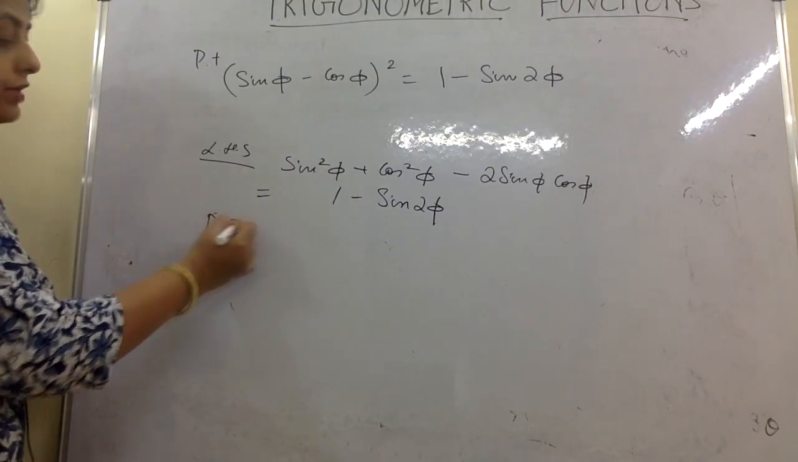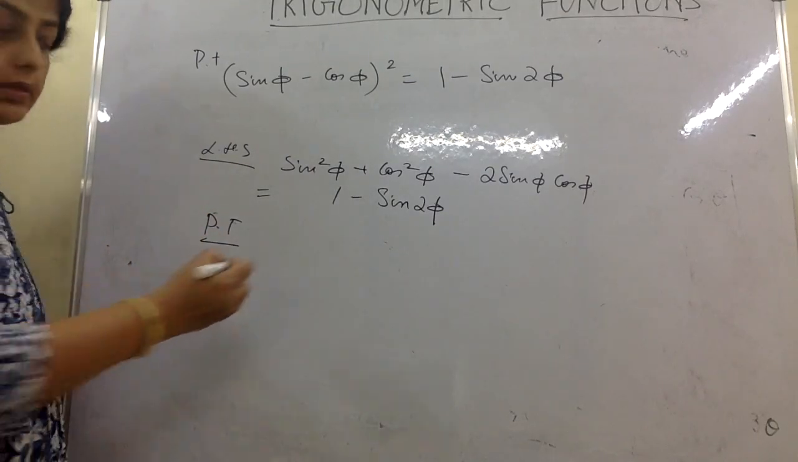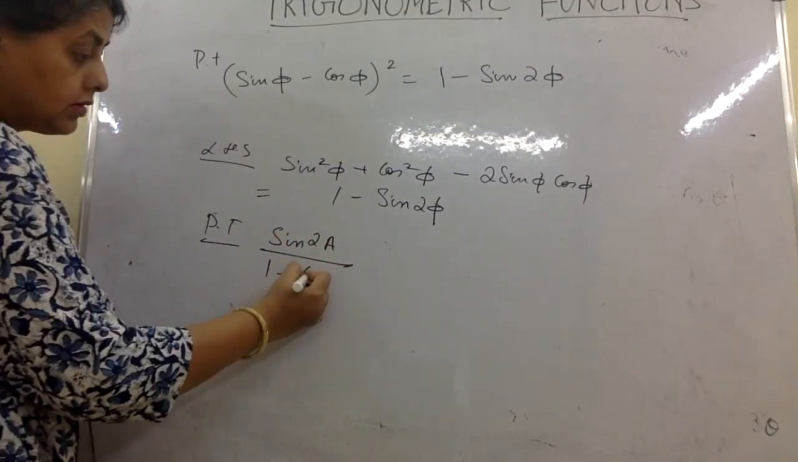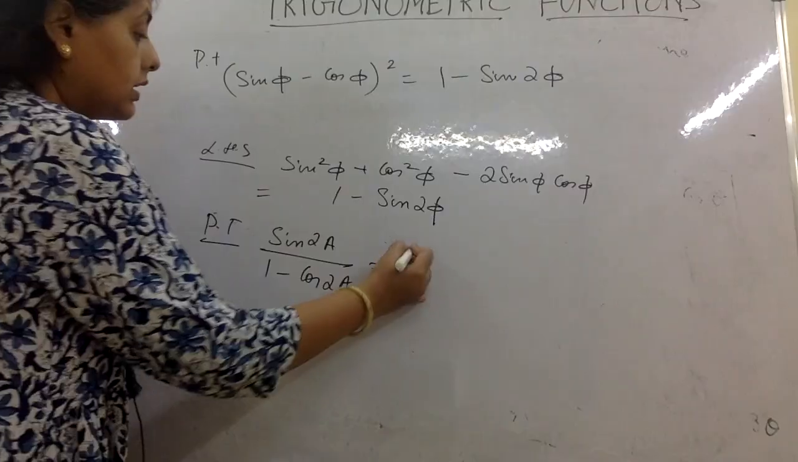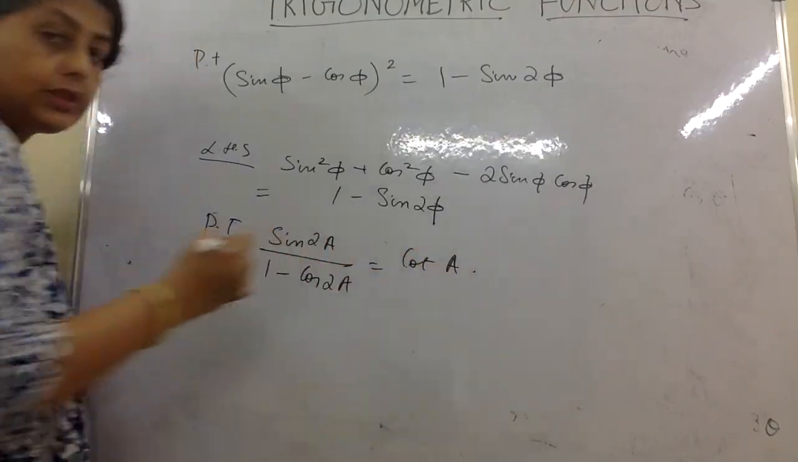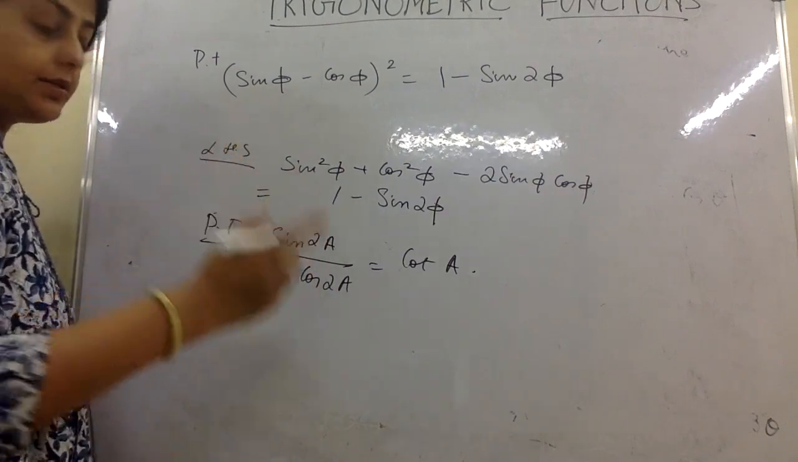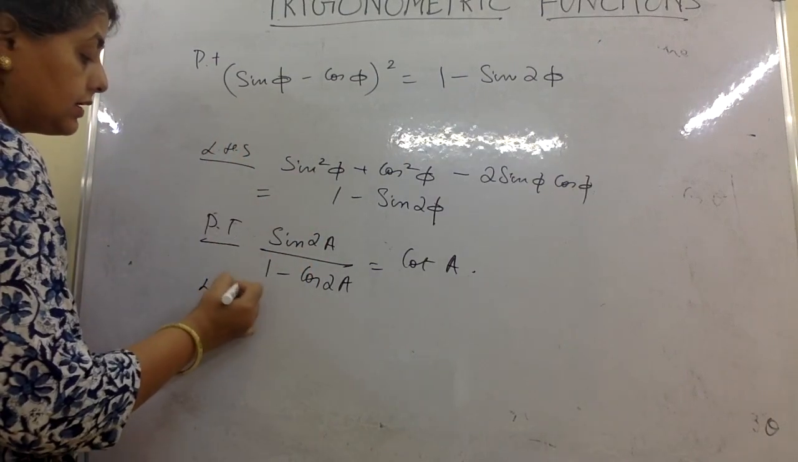Prove that. Now these are simple questions. Sin 2A over 1 minus cos 2A is cot A. We have to prove this. Okay. So here we will be using two identities, left hand side.